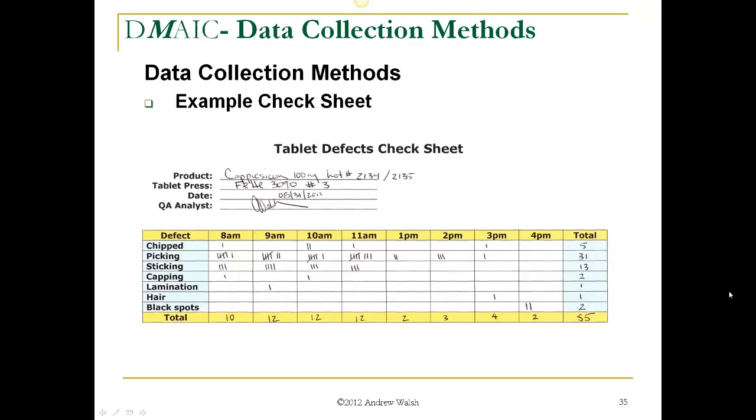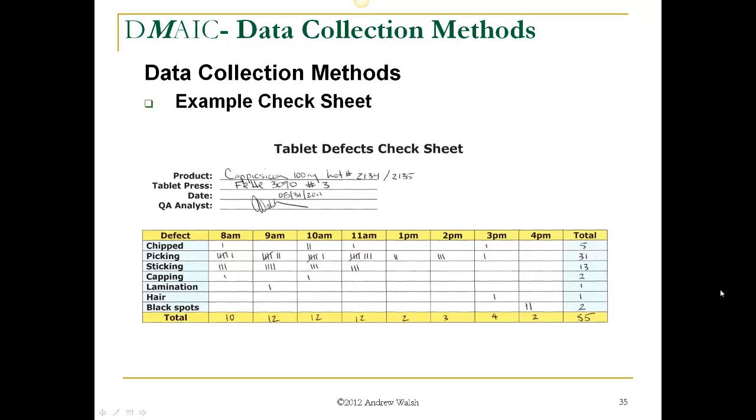And here's an example of a check sheet. So the product is capsicum 100 milligrams, being run on tablet press Fette 3090, number 3, and there's a date and the analyst. And here we're looking at the first shift, so we're looking for the defects: chipped, picked, sticking, capping, lamination, hair, and black spots. So at 8 a.m. we had 1 chipped tablet, and we had 6 picked tablets and 3 sticking.